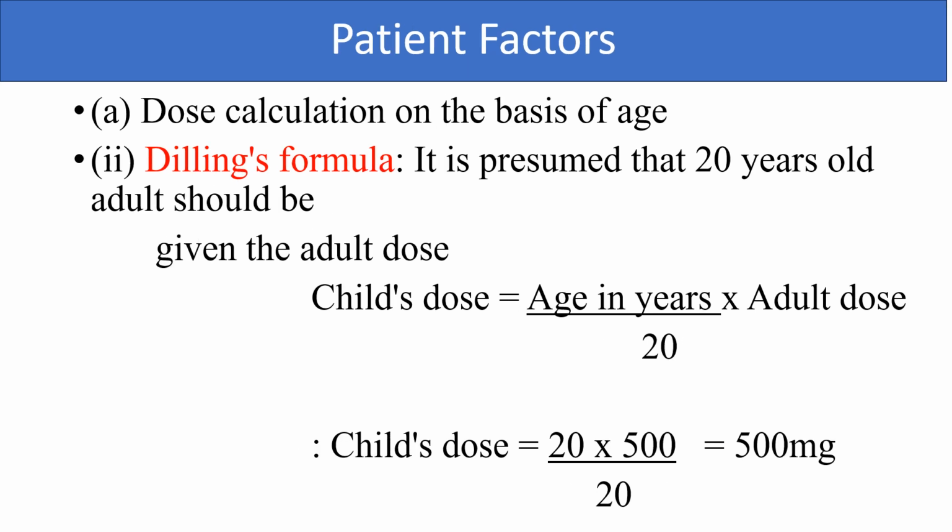Second is Dilling's formula. It is presumed that a 20-year-old adult should be given the adult dose. The formula is child's dose equals age in years divided by 20, into adult dose. So age is 20, 20 into 500 milligram adult dose, divided by 20, equals 500 milligram. It is equal to the adult dose.